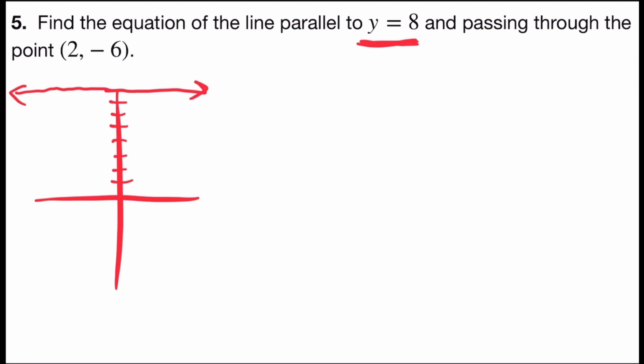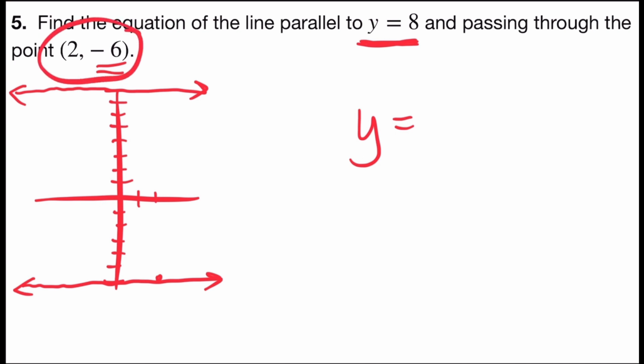So the parallel line is going to be a y equals line, and we want it to pass through the point (2, negative 6). So that would have to be a horizontal line passing through whatever the y coordinate is. So a line parallel to y equals 8 passing through the given point would be y equals negative 6.